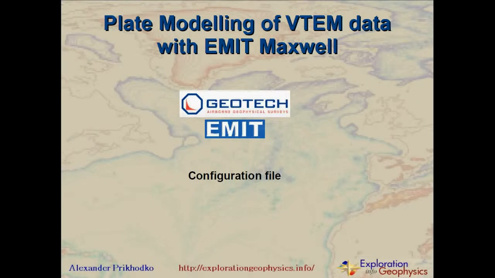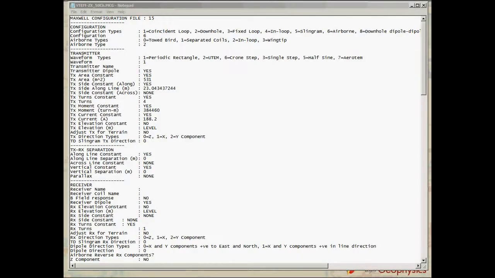I'd like to present some information about the configuration file used in Maxwell plate modeling software, specifically for VTEM data. The Maxwell configuration file is an ASCII file with the extension MCG.